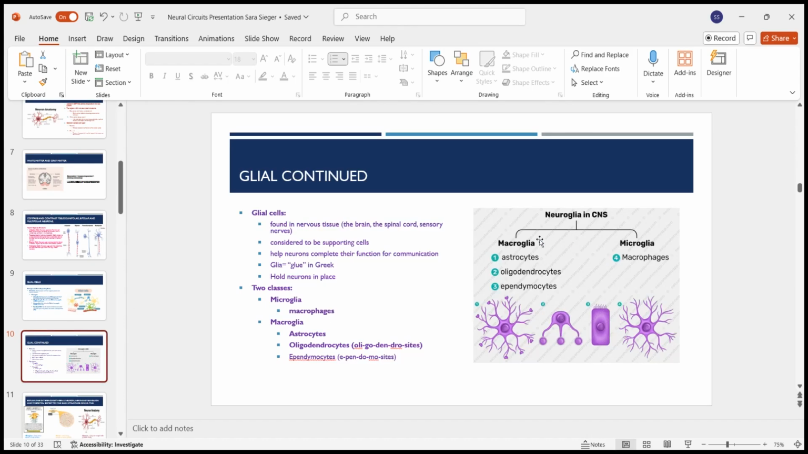So there are two classes, macroglia and microglia, and each one has its corresponding cell types. Over here, we have it divided as macrophages, astrocytes, oligodendrocytes, and ependymocytes. I apologize for my pronunciation. All of these are very closely related to the nervous system because neurons can't work efficiently without them, and all of them ensure rapid signal transmission by regulating ion balance and neurotransmitters.